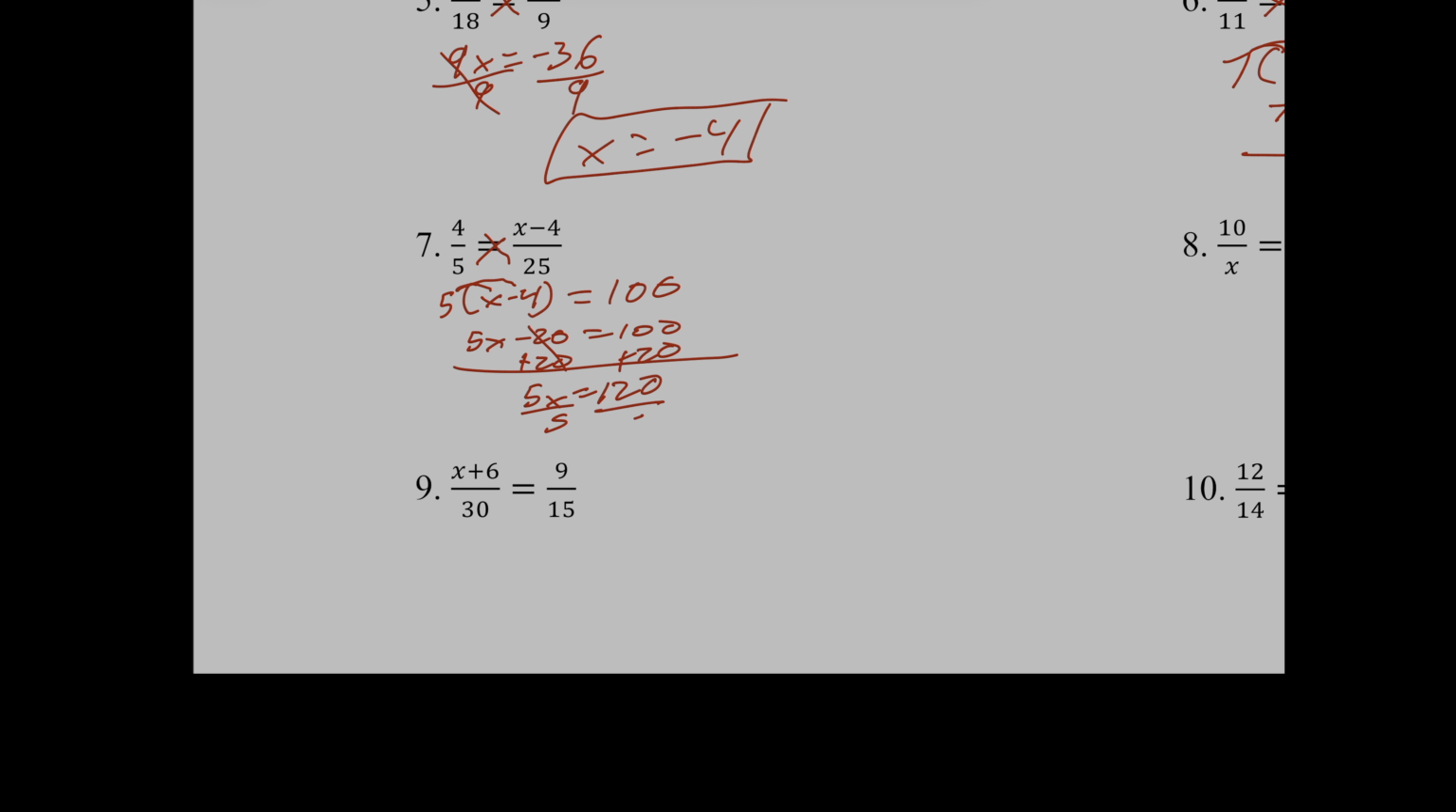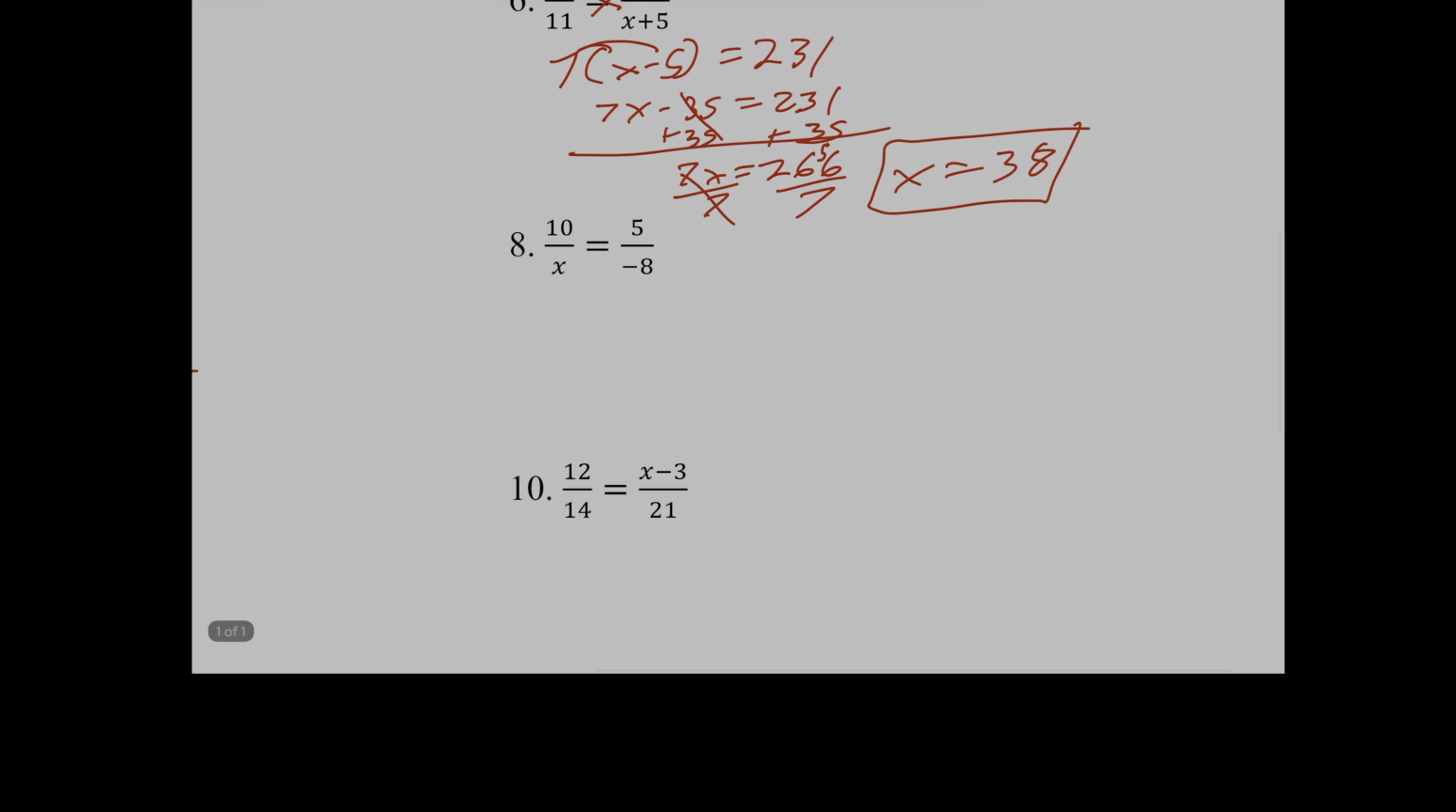Now when I divide each side by 5, boom. X equals 5 goes to the 12 twice with 2 left over. 5 goes to the 20 4 times. Boom. All right, going on to number 8.